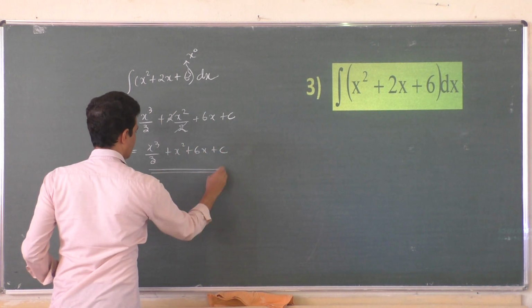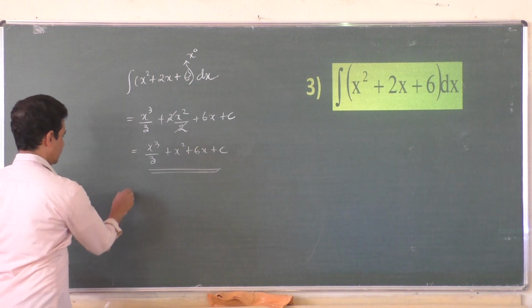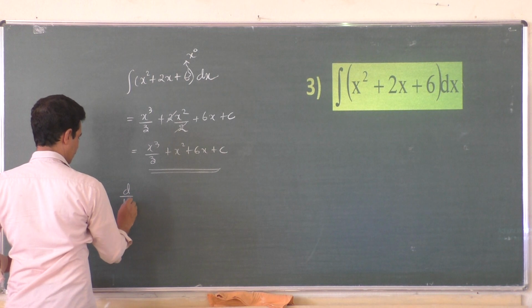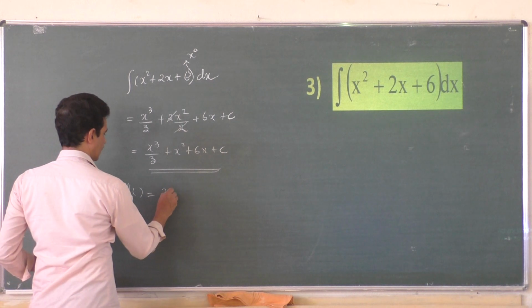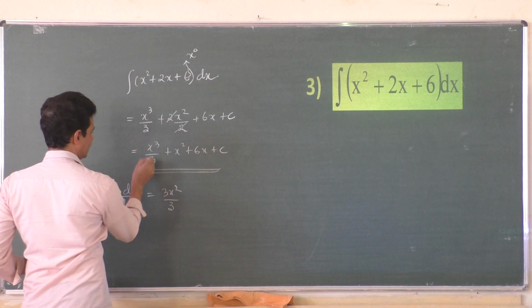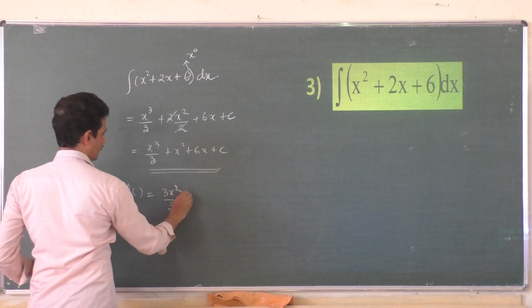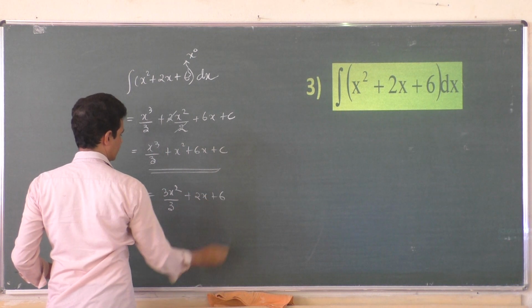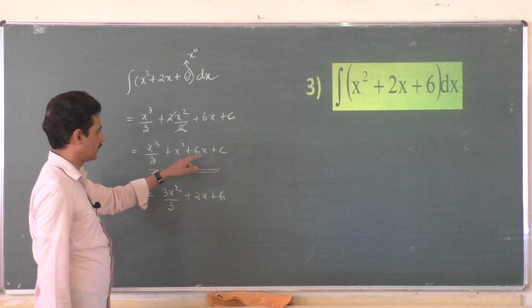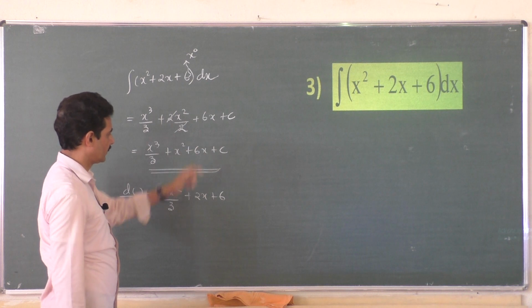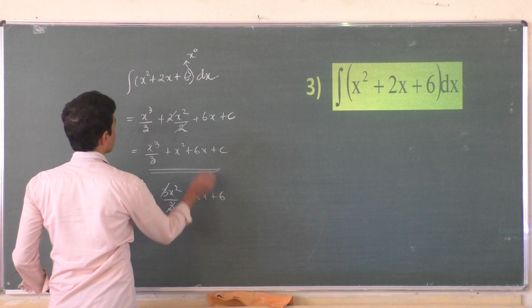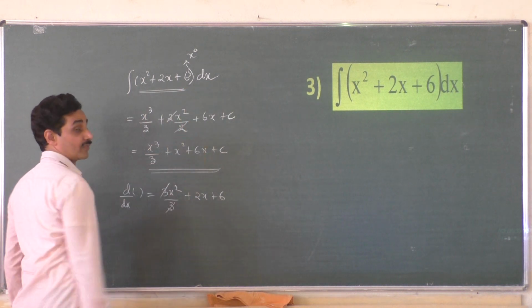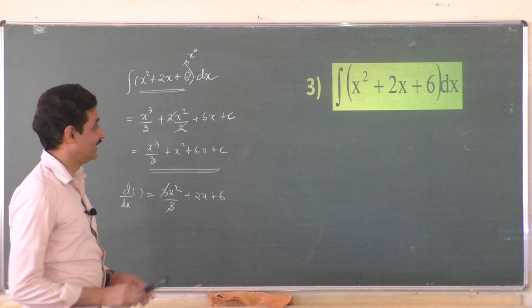This is the answer. Shall we differentiate it? d by dx of that equation gives 3x square by 3, 3 is a constant, then 2x to the power 2 minus 1, and 6 into 1 into x to the power 1 minus 1, that is 1. So this gets cancelled: x square plus 2x plus 6. Correct? Yes.